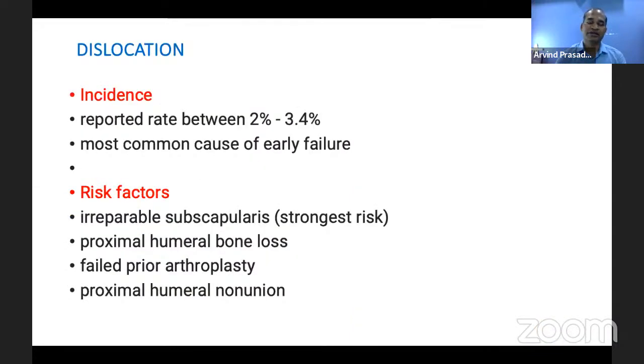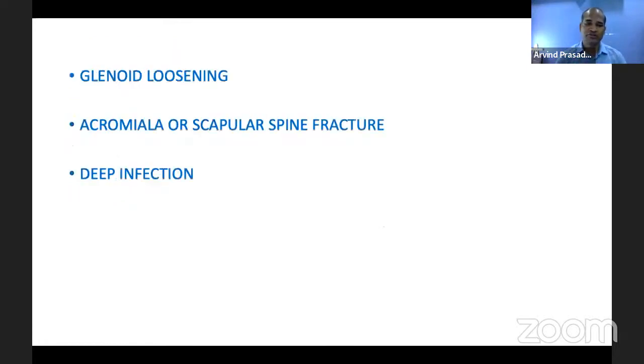Then another complication is dislocation. So the incidence is almost between 2 to 3.4%, and usually this is the most common cause of early failure. Among risk factors for dislocation, irreparable subscapularis is the strongest risk, because there is no support anteriorly. Again, if there is proximal humeral bone loss, or those having failed hemi or total arthroplasty have higher chances of dislocation compared to reverse shoulder in other cases, and also proximal humerus non-union.